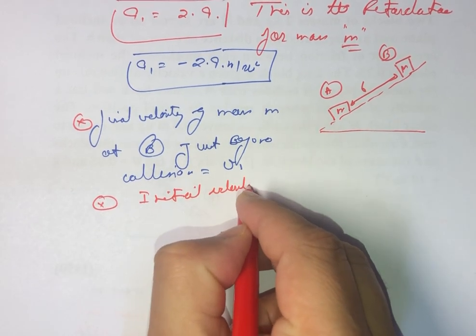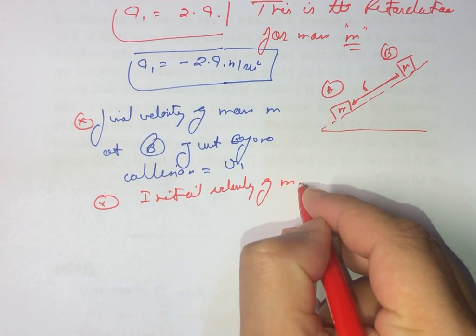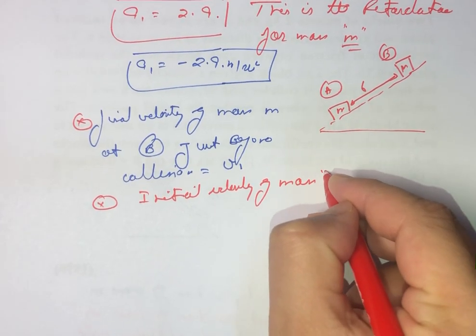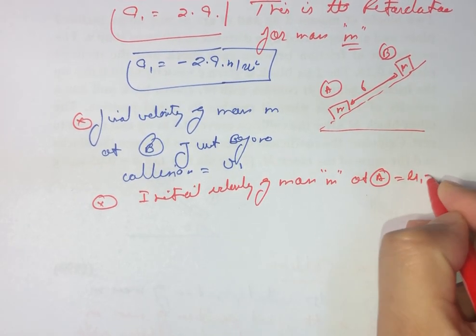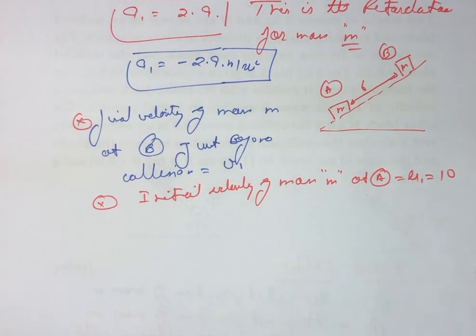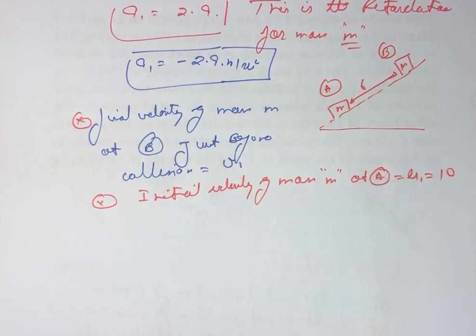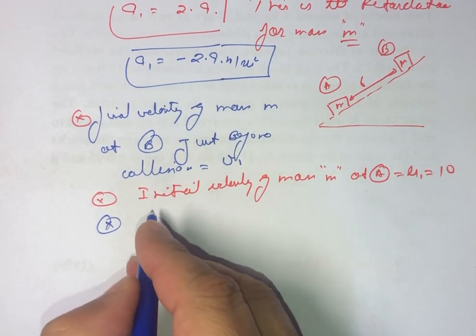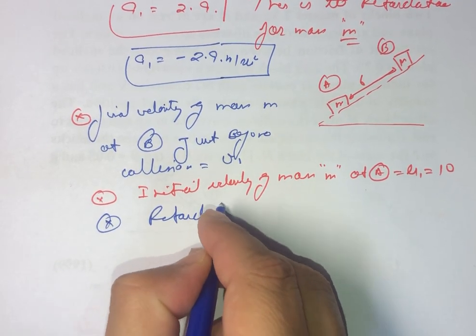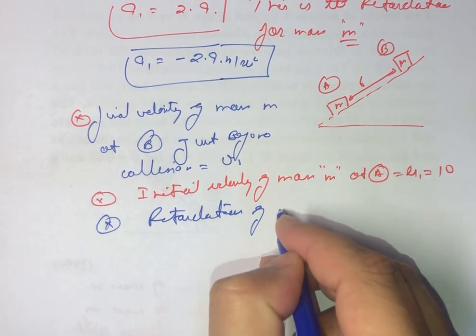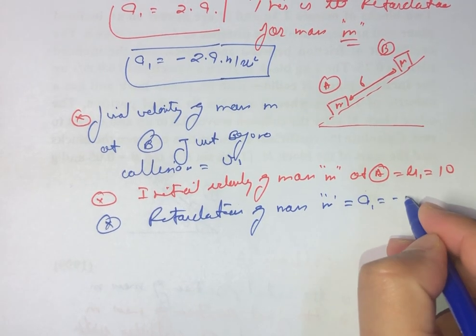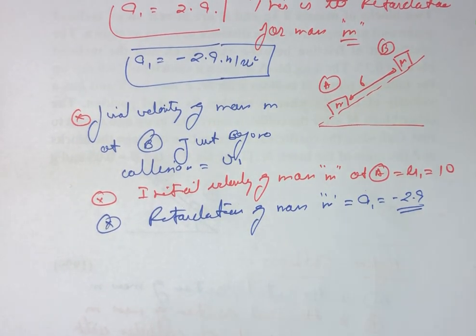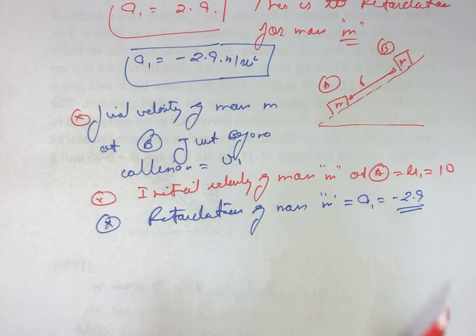The initial velocity of mass m at A is given as u1, which is equal to 10, and we already said that the retardation of mass m is given as a1, which is minus 2.9, which we already calculated. So we can find the final velocity just before collision, that is v1.